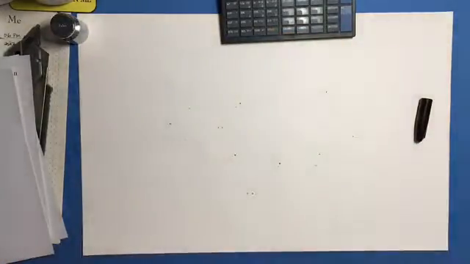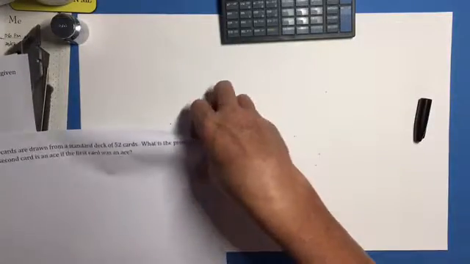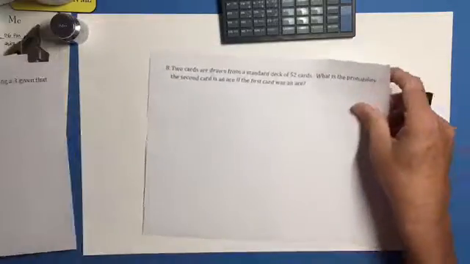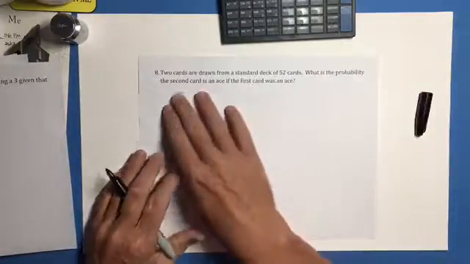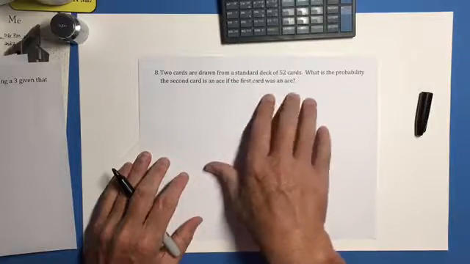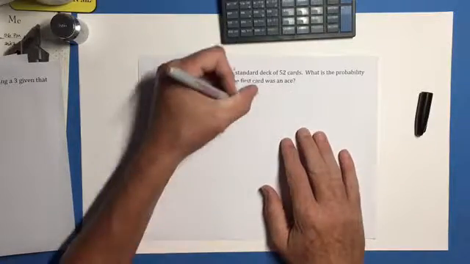All right. Number 8. Two cards are drawn from a standard deck of 52 cards. What is the probability the second card is an ace if the first card was an ace?